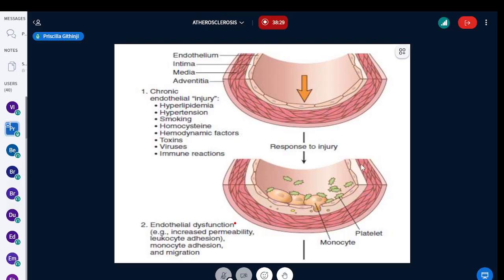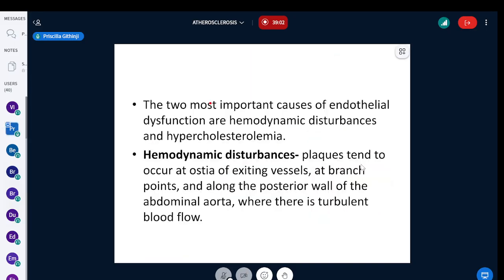Once that happens, you get endothelial dysfunction, which leads to increased permeability. So you start having leakage. These dysfunctional endothelial cells are now able to release certain adhesion molecules. So you end up having leukocyte adhesion, monocyte adhesion, and then migration of these monocytes from your blood into your tissue, where we now call them macrophages.